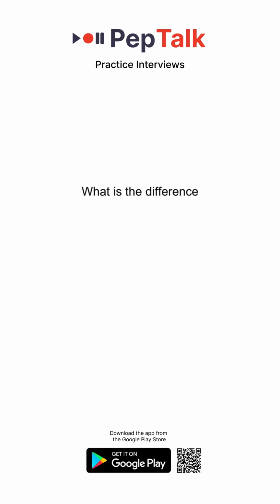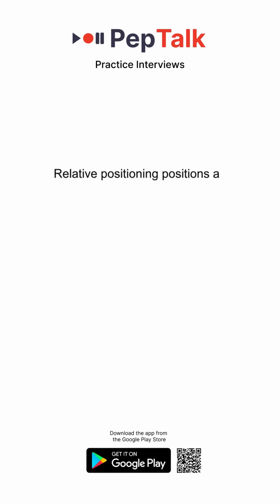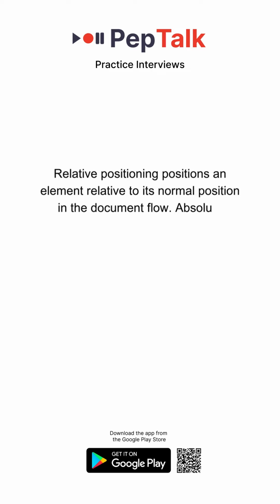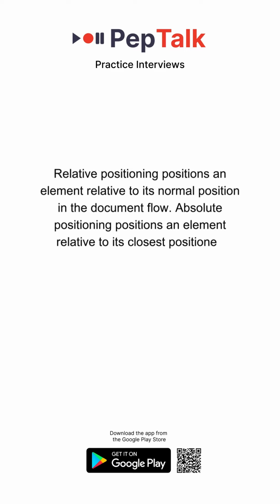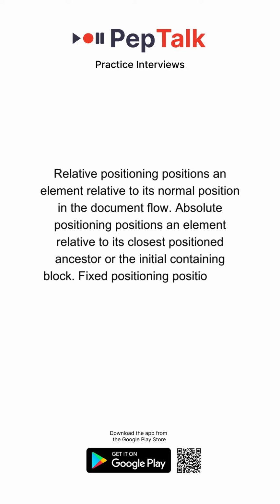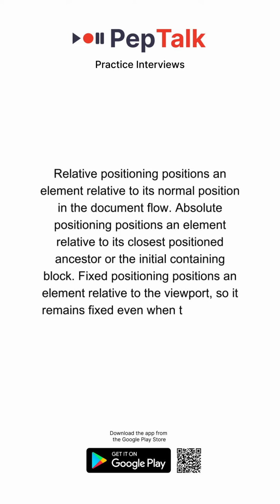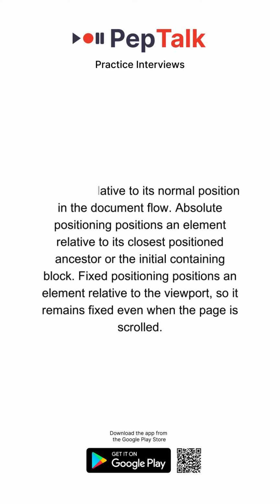What is the difference between relative, absolute, and fixed positioning in CSS? Relative positioning positions an element relative to its normal position in the document flow. Absolute positioning positions an element relative to its closest positioned ancestor or the initial containing block. Fixed positioning positions an element relative to the viewport, so it remains fixed even when the page is scrolled.